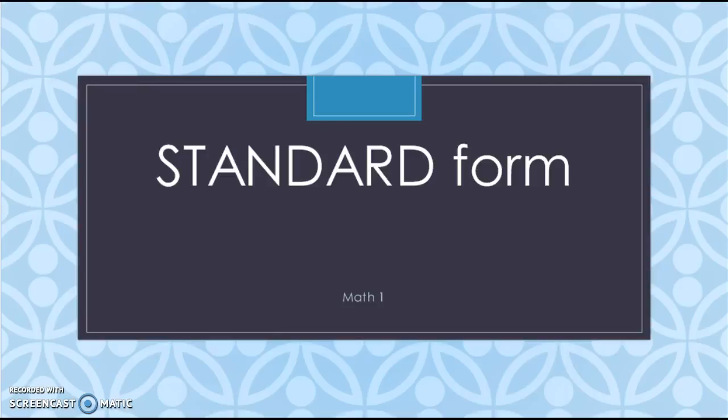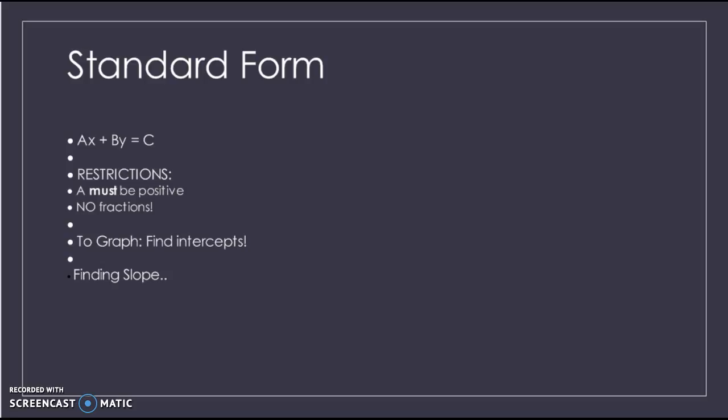The third way we're going to look at graphing linear equations is in standard form. So we've looked at slope-intercept form, point-slope form, and now standard form. Standard form is ax plus by equals c.